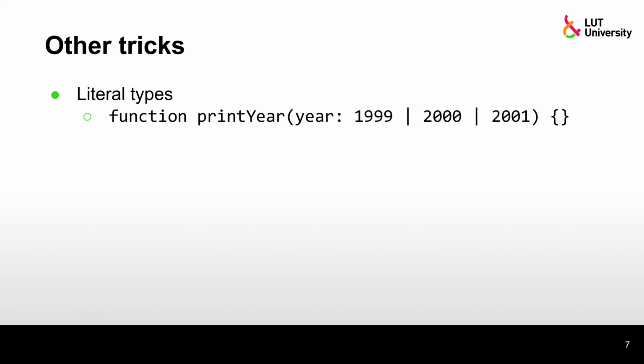There are plenty of other tricks to learn. I will just show a few here. So we can have literal types. We can have a function called printYear, and this is taking a parameter year, and it needs to be 1999, 2000, or 2001. So you cannot give any other value to this function. In some cases this is very useful. So you have basically only three possible options here.